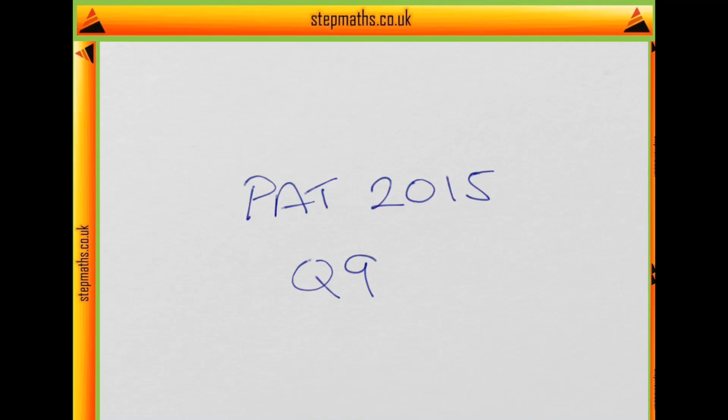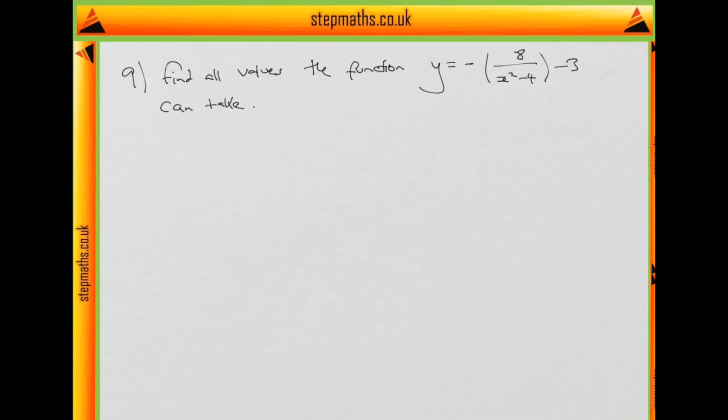Hi, today we're going to be looking at the 2015 PAT paper and looking at question 9. Question 9 says, by sketching or otherwise, find all values the function y equals minus 8 over x squared minus 4, minus 3 can take, given that x can take any real value. So we're trying to consider, as x takes all values over the real line, the values y is allowed to take.